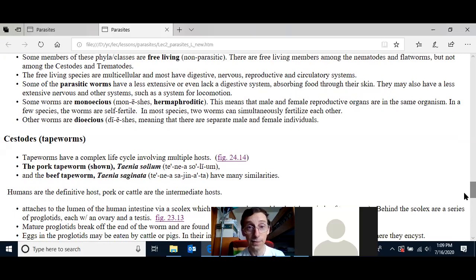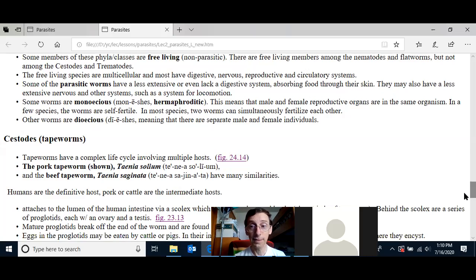And the reason why they don't have a digestive system is they're living in, well, we're talking about the parasites of humans, but they're living in a parasite of another animal, and they're living in the digestive system, the intestines, and so they're relying on their host species to digest the food for them, and they simply absorb the food through their skin. They may have a less extensive nervous system and other systems, like they may not have a system for locomotion. And why they have less extensive or even lack certain systems is because they're relying on their host to supply their needs. Any question about that?